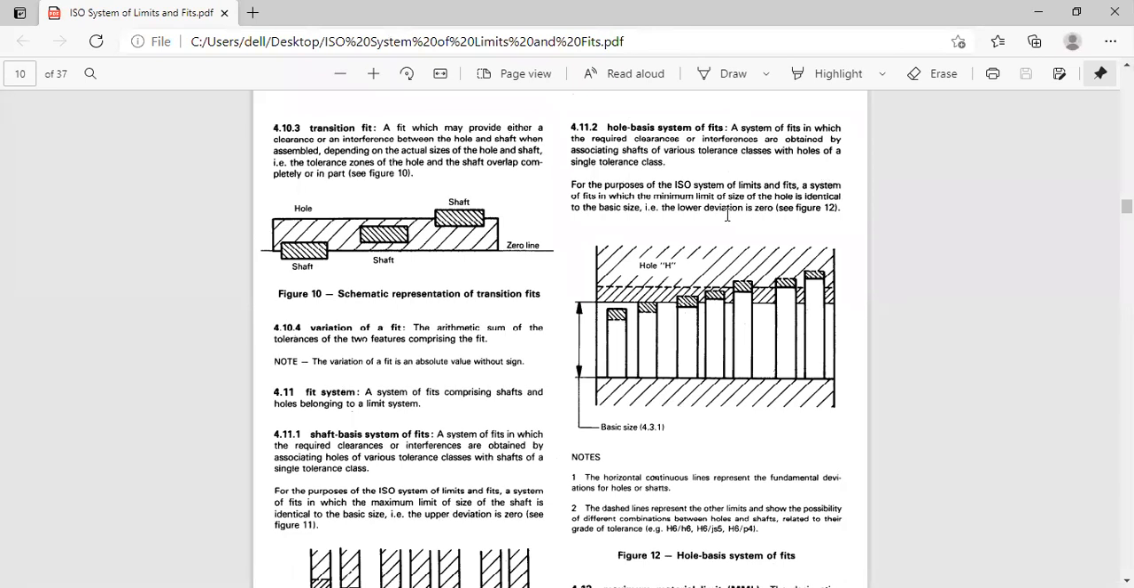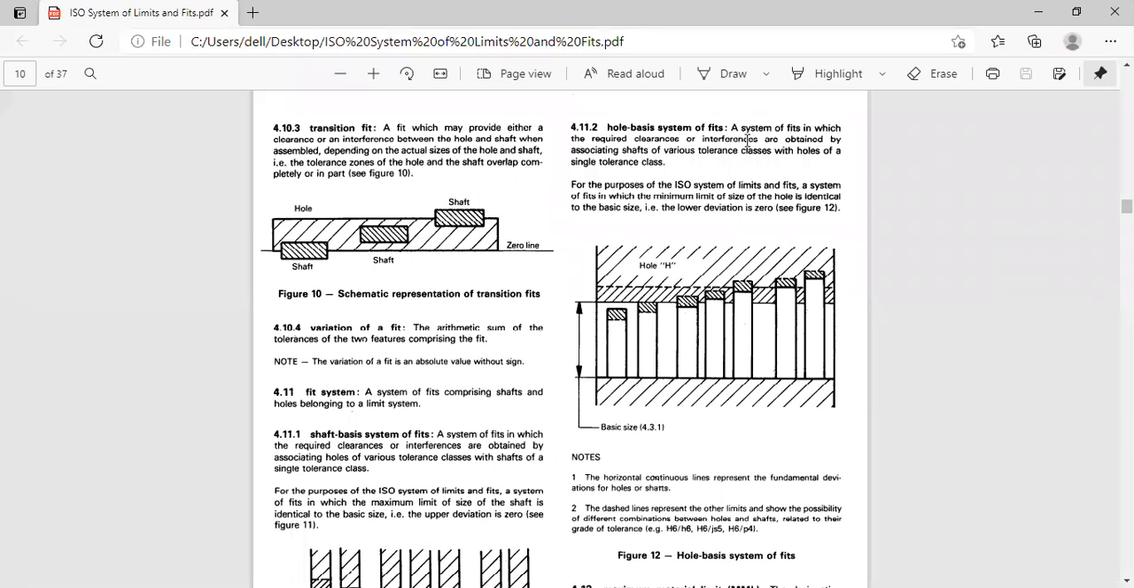But as far as this shaft based system is concerned, the upper deviation is zero. So you have to note down the differences between that one and here, capital H. Hole based system means hole size is kept constant and shaft sizes are varied to obtain the desired type of fit.